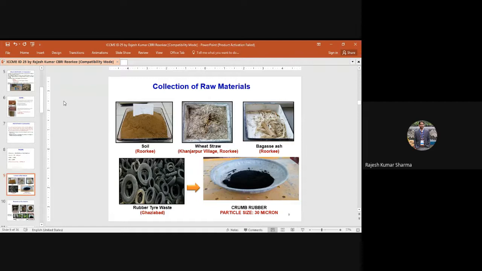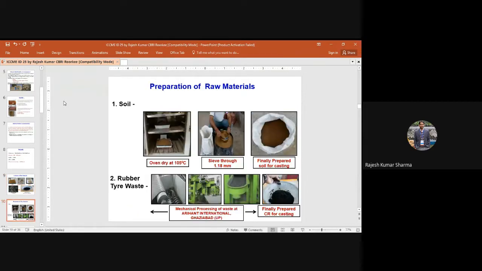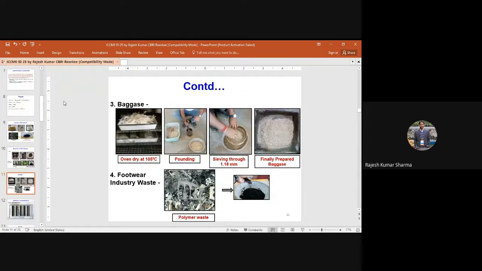So firstly, we have collected soil, wheat straw, and bagasse from local sites, and then rubber tire waste from Ghaziabad, and through cryogenic grinding, we have crumbled the rubber to a particle size less than 30 micron. So preparation of raw material was done for soil, rubber tire waste, bagasse, and footwear industry waste.